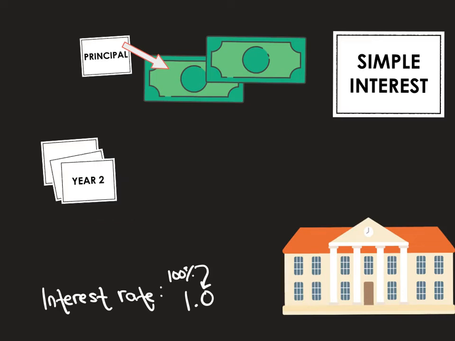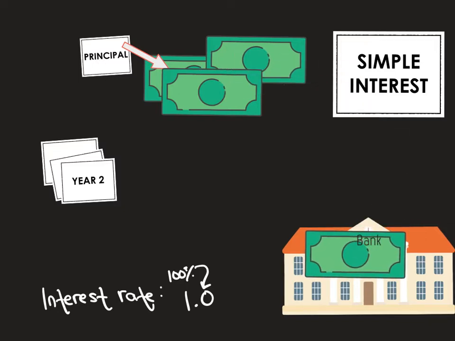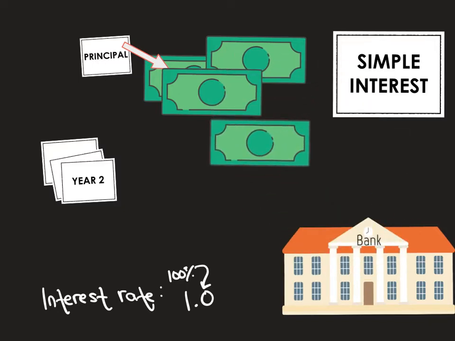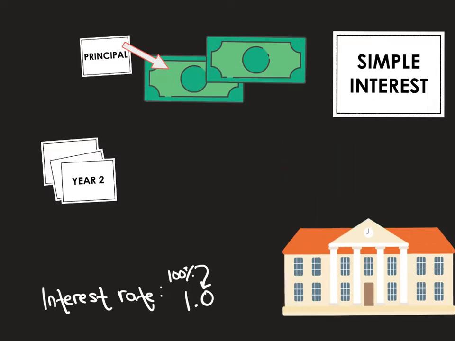So now we're moving on to year 2. But guess what they're going to do in year 2? In year 2, they're going to take those same $200, and they're going to give us 100% of that. So they're going to give us another $200. And we're going to take those $200 and we are going to put them in the bank. We're going to put those $200 that we just got in the bank, and year 2 is officially over with.